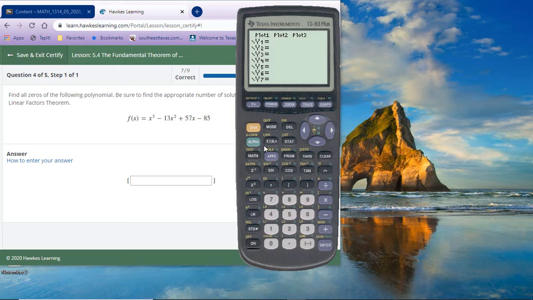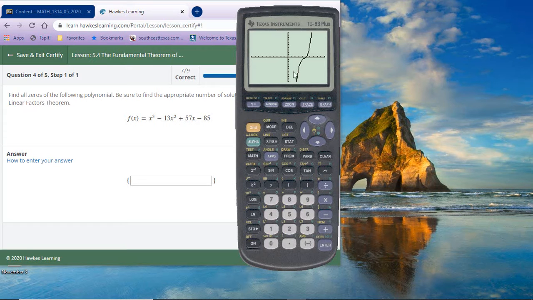So we're going to do x raised to the third, minus 13x squared, plus 57x, and then minus 85. Okay, so we're going to graph it and see if we see any of the zeros within 10.